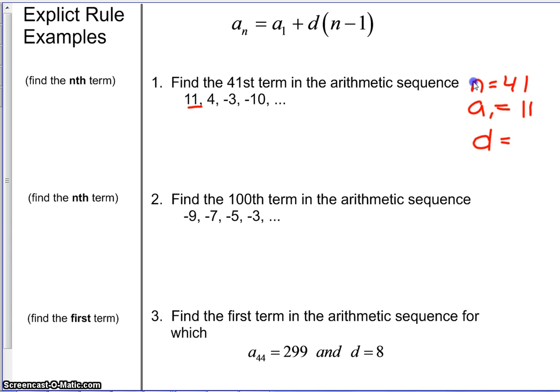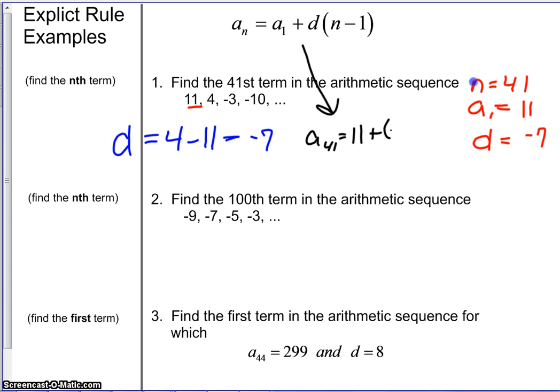Well, to calculate the d, you always take the second term minus the first term, and you're going to get your d. So in this case, 4 minus 11 is negative 7. Okay, so our d here we know now is negative 7. So now we can calculate our equation. We can follow this equation right here, and we can say the a sub 41, the value that we're looking at, is really the first value, 11, plus our d, negative 7.